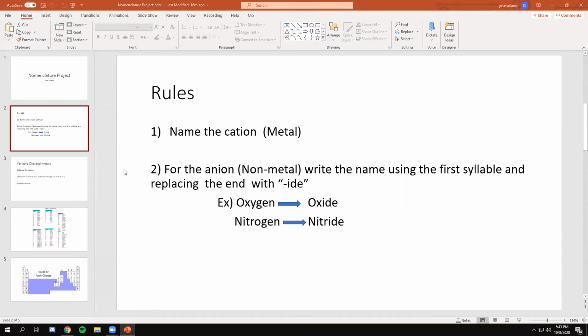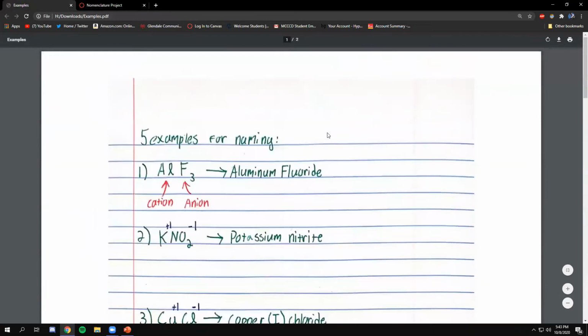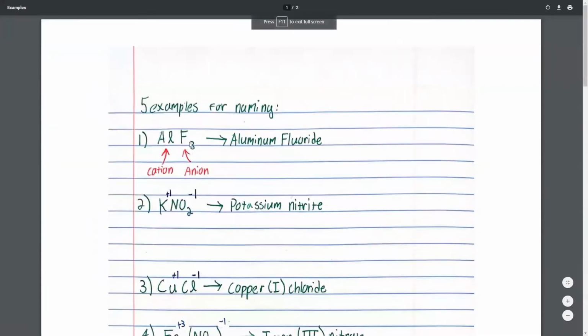To show you my examples, I'm going to be showing you the PDF of my examples to make it easy. So AlF3. The first step is identifying the cation, which in this case happens to be aluminum, and then our anion, which happens to be fluorine. For our second step, for the anion, we have to add the IDE at the end. So fluorine would turn into fluoride, and it would be aluminum fluoride.